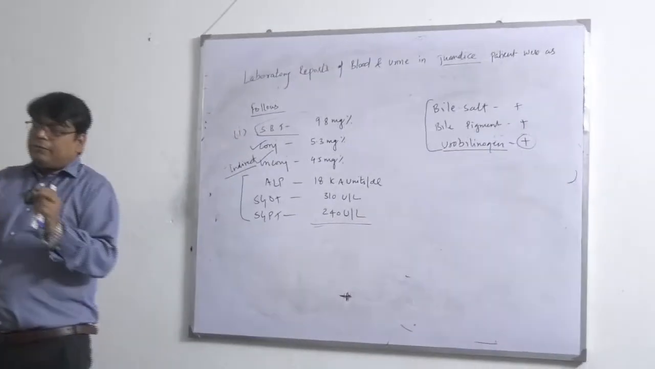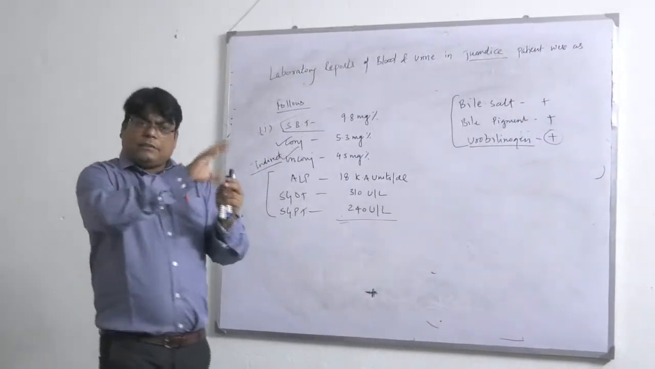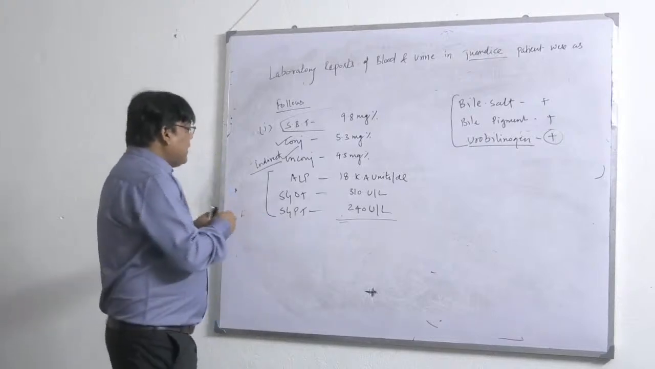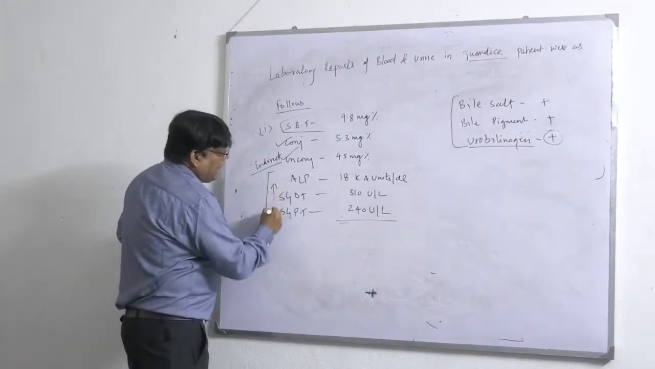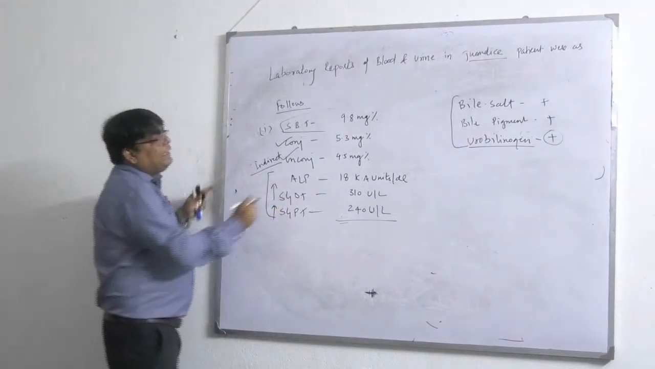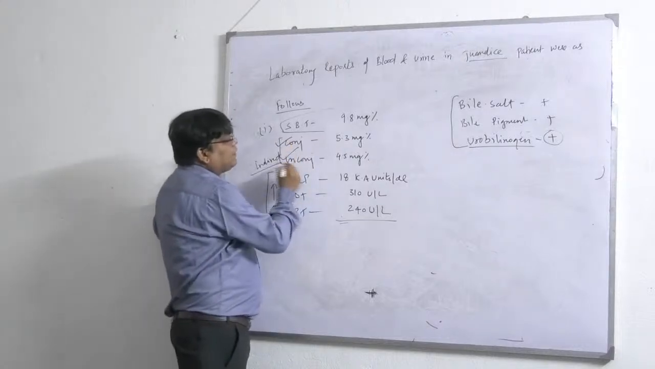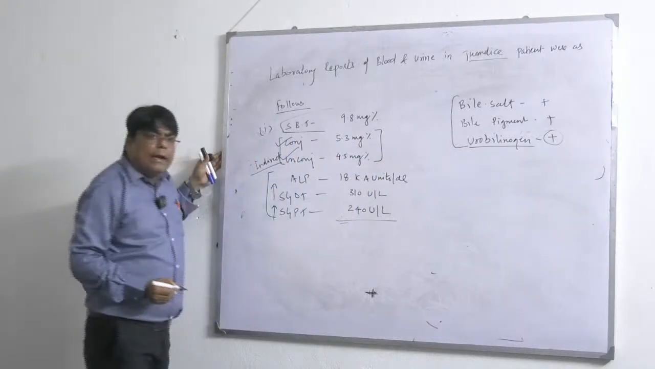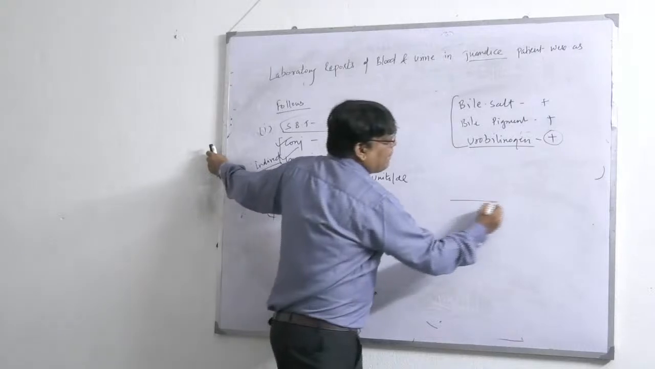I will skip that. But SGOT, SGPT are present in the hepatocytes. If there is destruction of hepatocytes, these come into the blood and the level of SGOT and SGPT is high. Now you will see what happened. Both the levels, conjugated and unconjugated, are increased. Why?